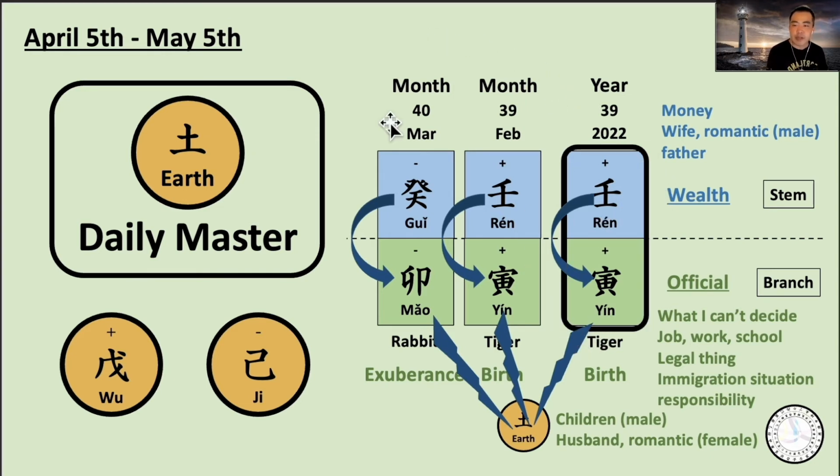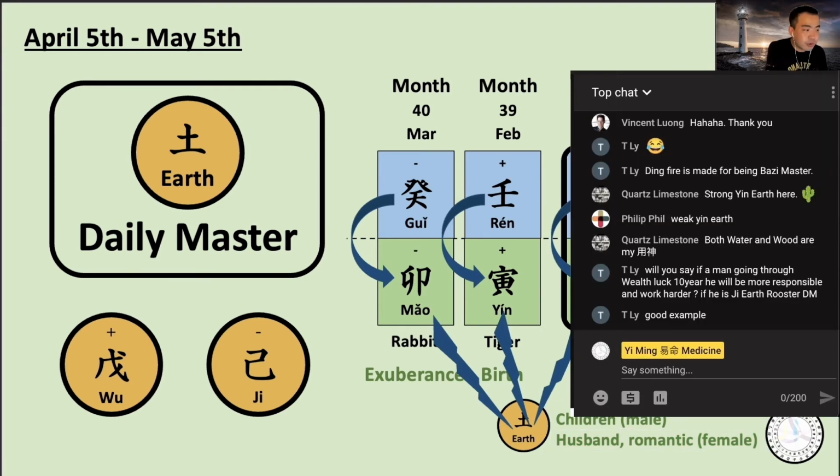That is one thing. And for a female, if the wood is the husband or romantic relationship, I have to give my money to my husband. I have to give my money to my romantic relationship to take care of. Strong in earth here, both water and wood are my Yongshin. It's good for you, but still, an increasing amount of wood in a wood year gives you a little more responsibility.